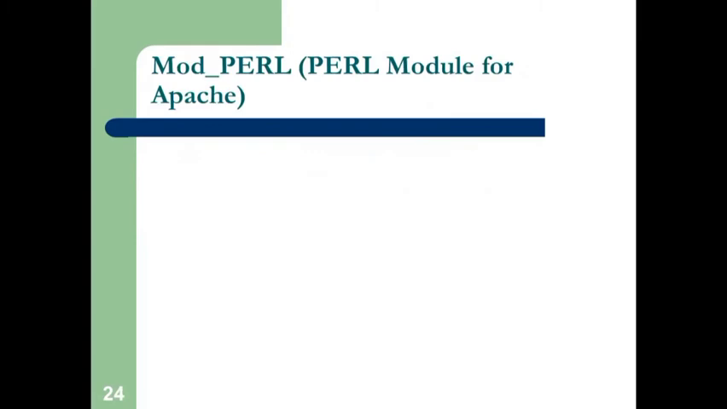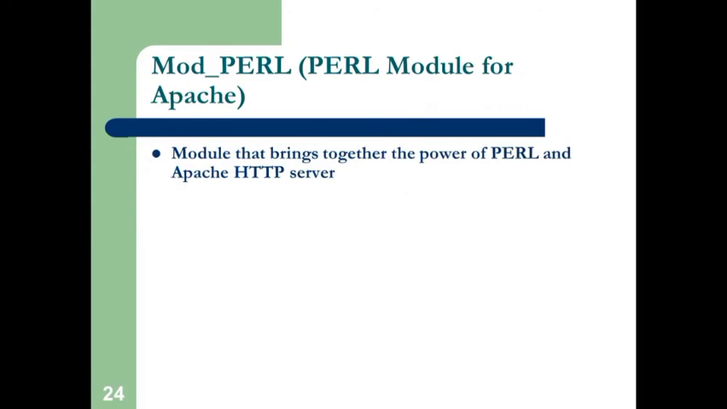Then comes the modules of Perl for Apache. Apache is basically a server module that brings together the power of Perl and the Apache HTTP server. So basically the code written in Perl runs on the Apache HTTP server. You need an Apache server which needs to be configured according to your need. So you have to configure your server so that you can run your Perl code on that server. There are many modules that are used for that.